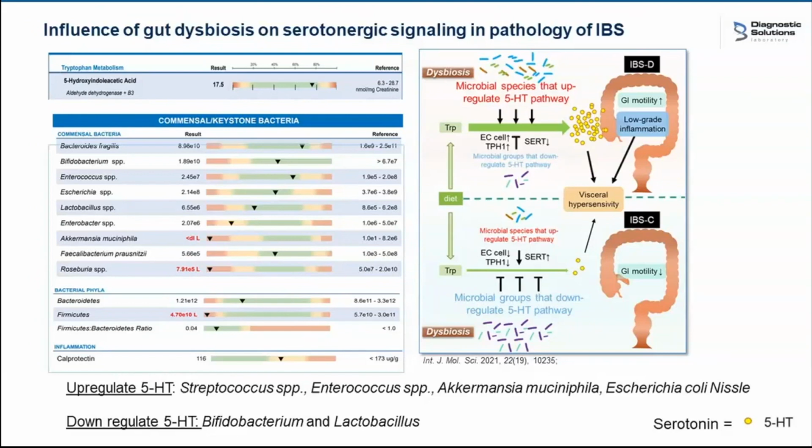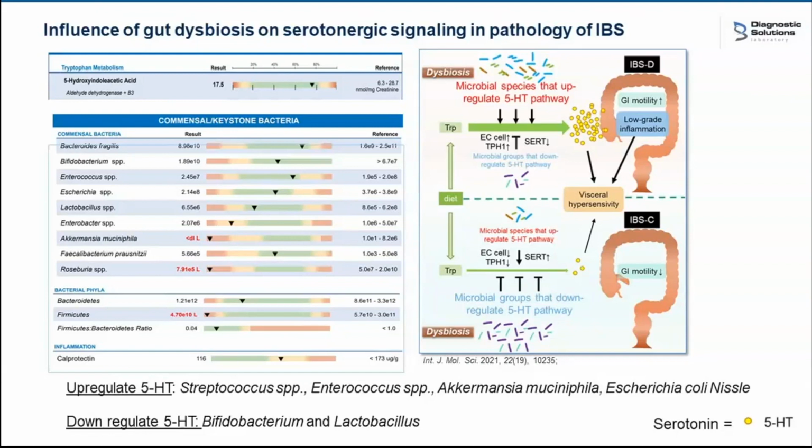So this is the influence of gut dysbiosis on serotonergic signaling. In this pathway, you have a diet, you get tryptophan. If your tryptophan goes into a gut and you have a high level of microbial species that upregulate serotonin production, essentially the enzyme that takes tryptophan to serotonin, you're going to have more serotonin within the gut, and that's associated more with IBS-D, low-grade inflammation.